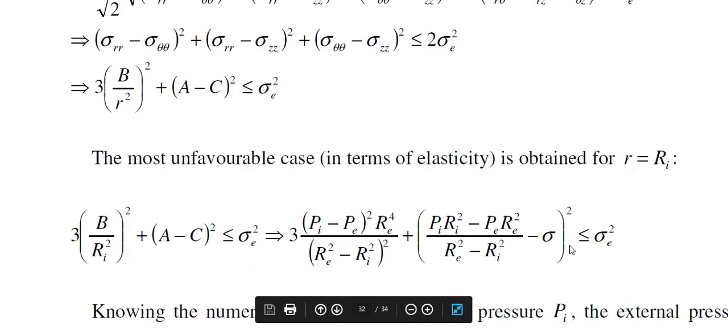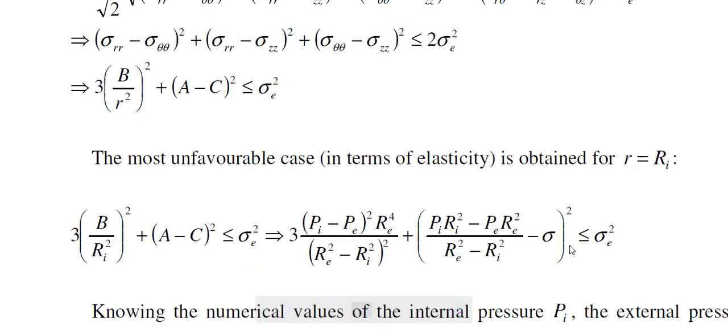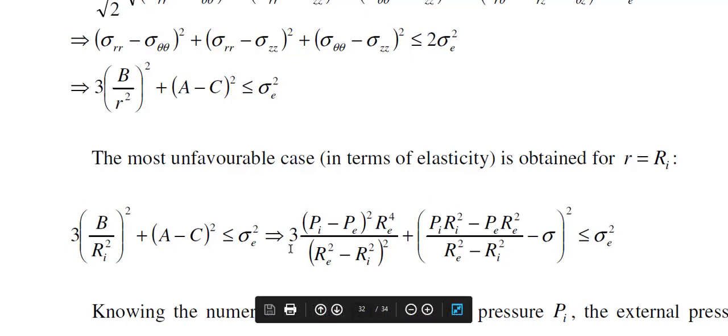If we consider that the internal uniform pressure is higher than the external uniform pressure, the most unfavorable case in terms of elasticity, of course, will be obtained for the points located in the inner surface of the shell. So for the points located at the radial position R equal to Ri. Then if we inject Ri in this inequation, in the place of this small r, we will obtain this inequation.